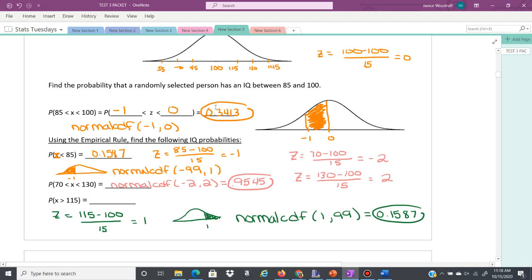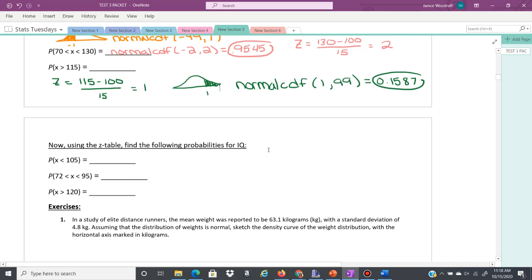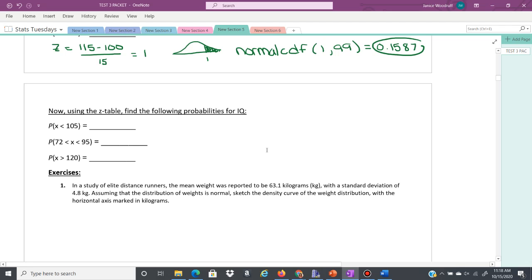Okay, and then we can look at some probabilities that might not necessarily lie right on our chart, so they're going to be in between these numbers. So that's where we go looking at these. Find the probability that x is less than 105. So what we want to do is standardize that score by using the formula, z equals x minus the mean over the standard deviation. So here we would go z equals 105 minus our mean of 100 over my standard deviation of 15.